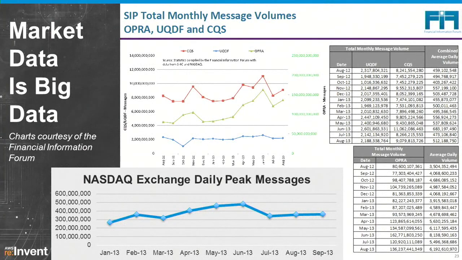All right, so just to show that market data truly is a big data problem, you can see in the large white slide, these are some average volumes around message counts for monitoring the entire industry. UQDF is really just a way of saying market data for all of the NASDAQ listed securities. CQS is all of the stuff listed on the New York Stock Exchange. We need to watch all of that. So we've got an average daily volume there of about 500 million messages a day.